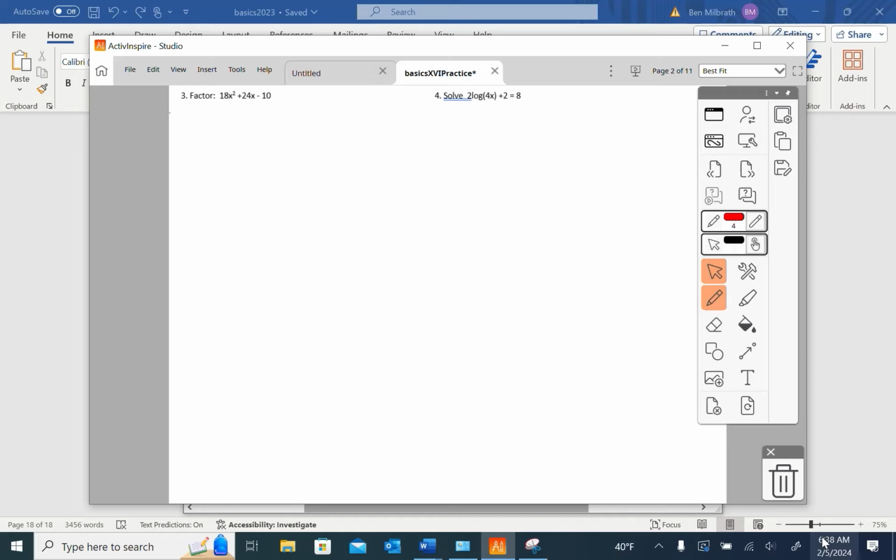Factor 18x squared plus 24x minus 10. And what I notice is all terms are even. I notice everything is even. So I can pull a 2 from everything. And this will shrink the numbers. That'll make it easier. There's 3 ways to make an 18. 2 and 9, 3 and 6, 1 and 18. I feel like that's all of them. There's only 2 ways to make a 9. 3 and 3, which is probably what I'm going to use, or 1 and 9.